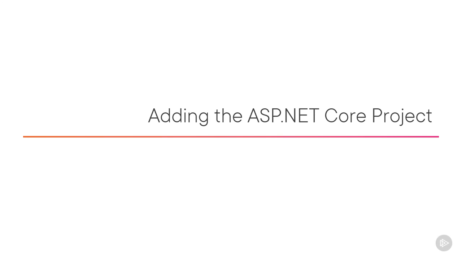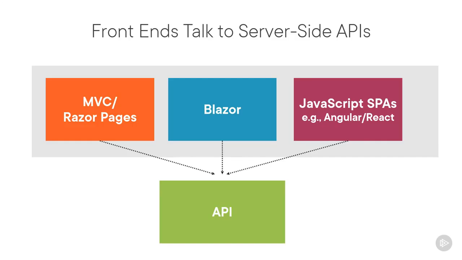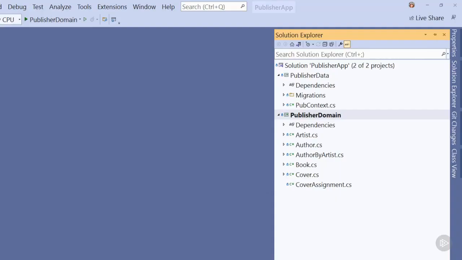And the first thing, of course, is to create an ASP.NET Core project. You can create a number of types of applications with ASP.NET Core, and all of them rely on some type of API on the server. So rather than worry about or commit to a front end, we'll just build an ASP.NET Core API and interact with it directly.